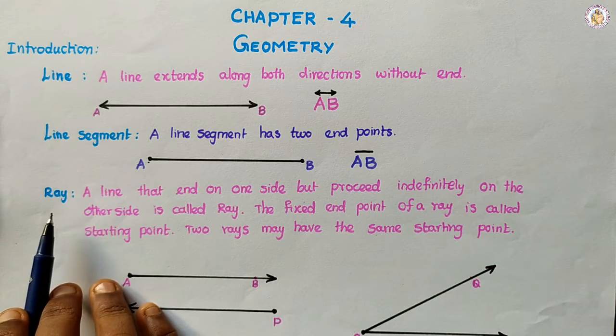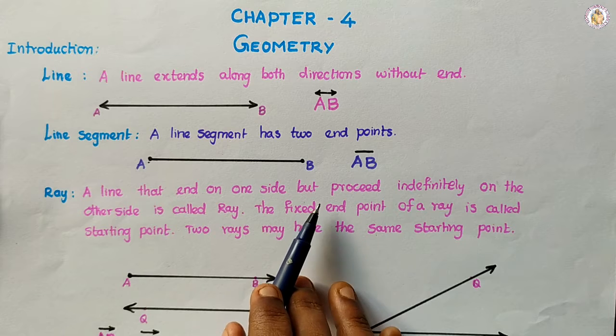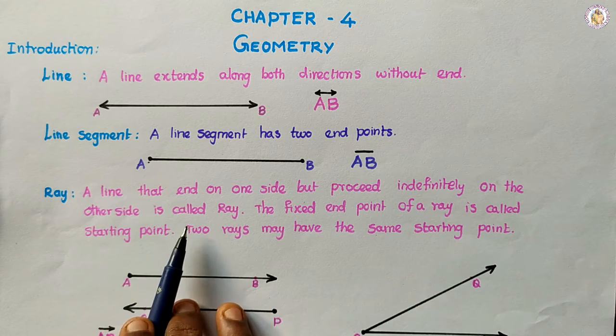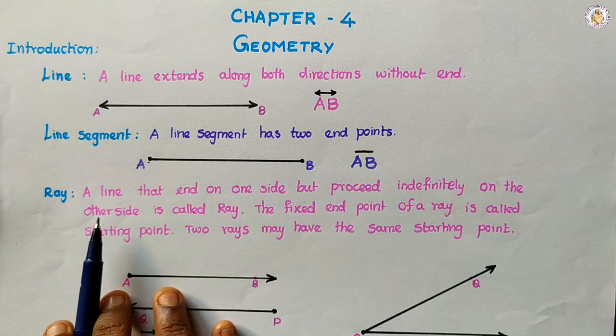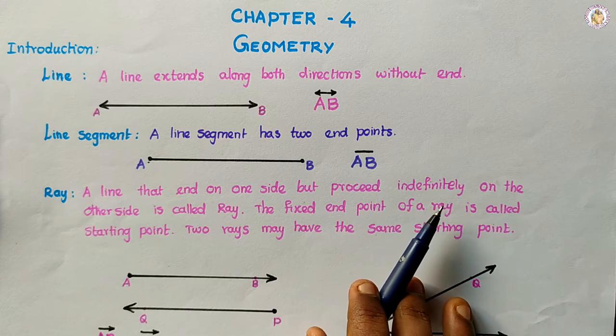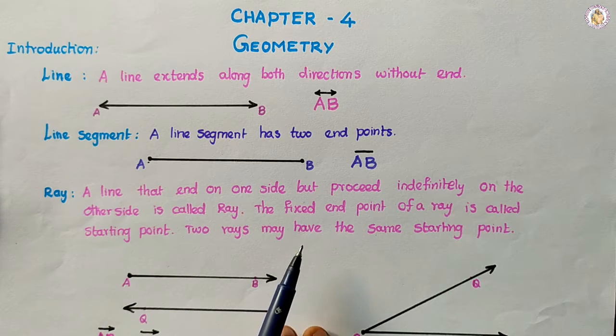And then ray. A line that ends on one side but proceeds indefinitely on the other side is called a ray. The fixed end point on a ray is called a starting point. This is the starting point. It has no end on the other side. So that is a ray.